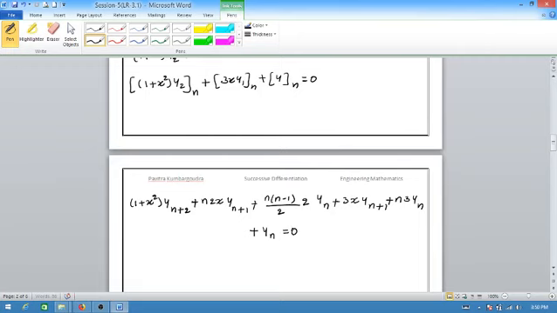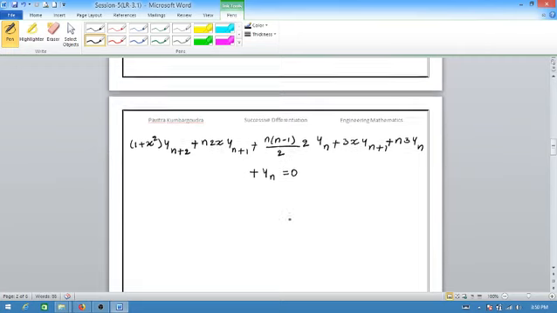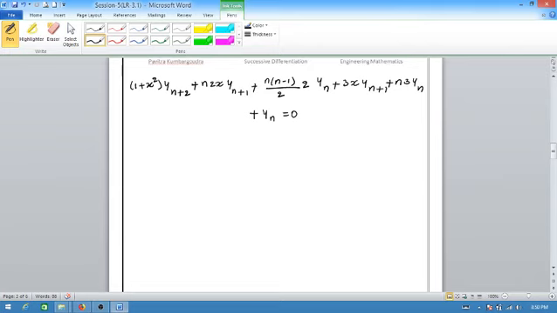So that is equal to 0. So now simplify this term. (1 plus x square) into yn plus 2, plus now the n plus 1th term.